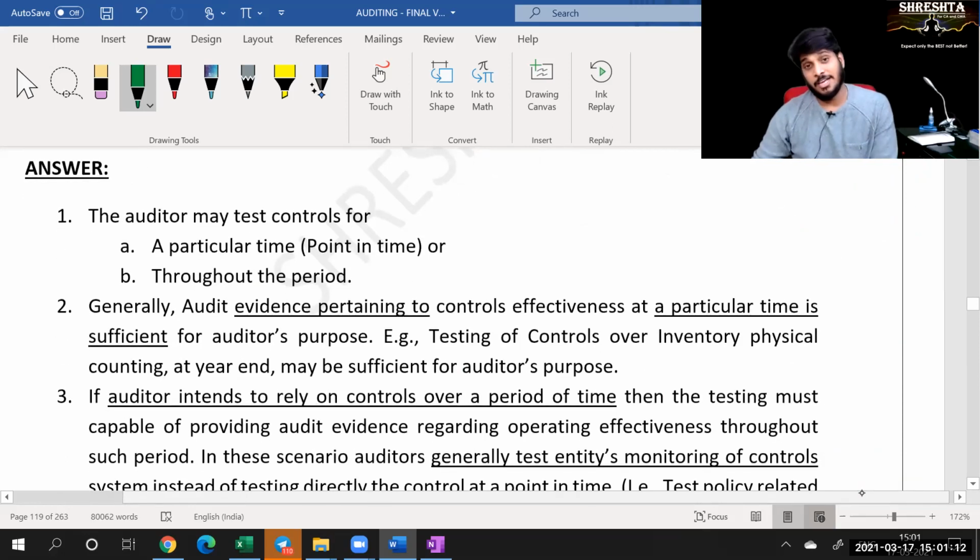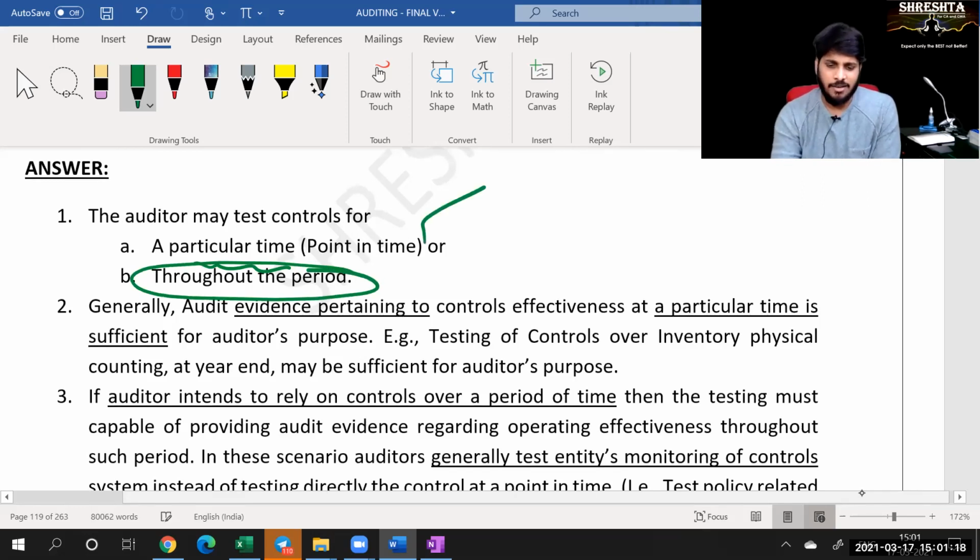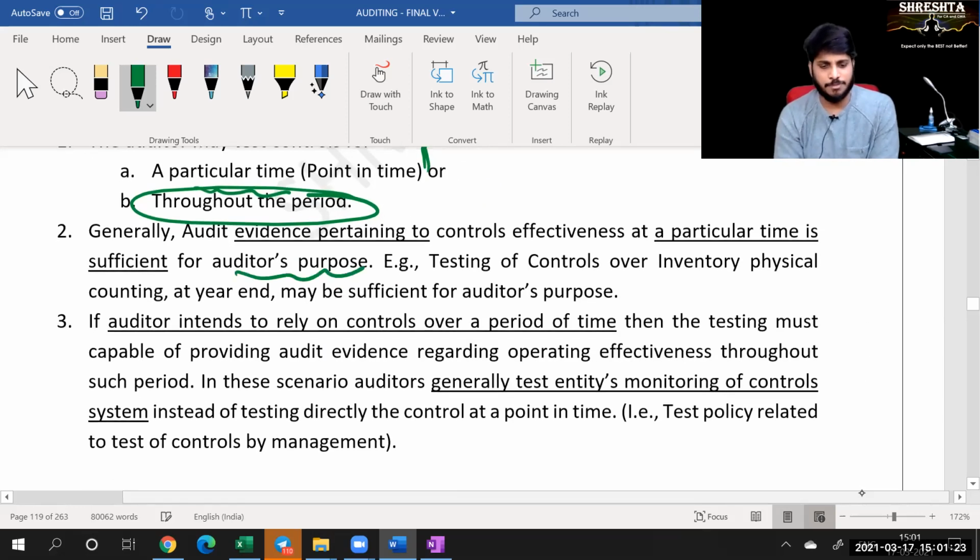Timing. When will I check these tests of controls? I may check it at a particular point of time, or I may check it throughout the period. Generally, what we do is we only check at the point of time. That is sufficient for the auditor's purpose.